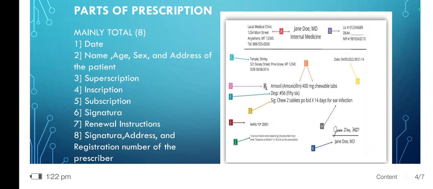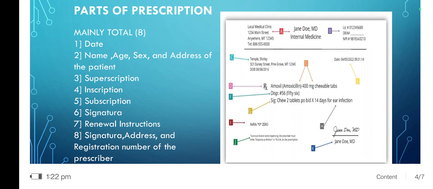First, starting with date. The date on the prescription helps the pharmacist to know when the medicines were last dispensed, if the prescription is brought for redispensing. That is called date.